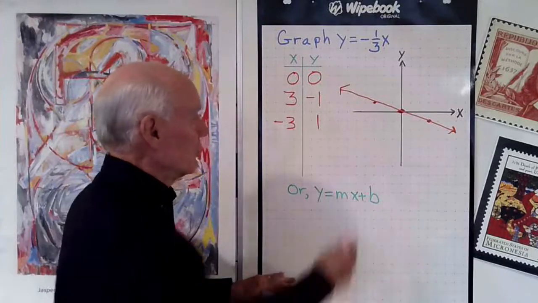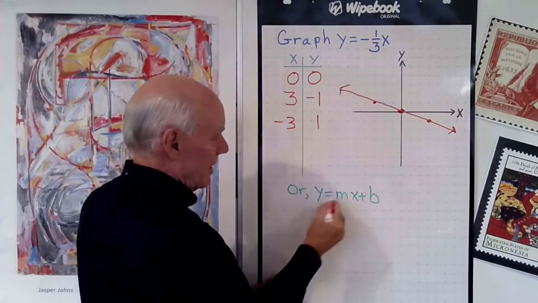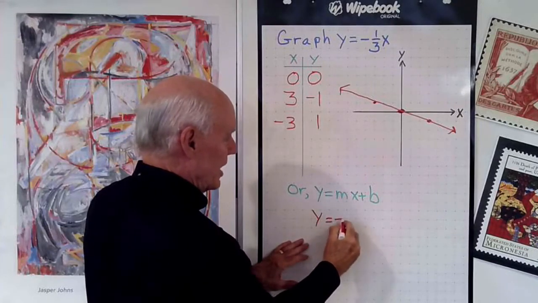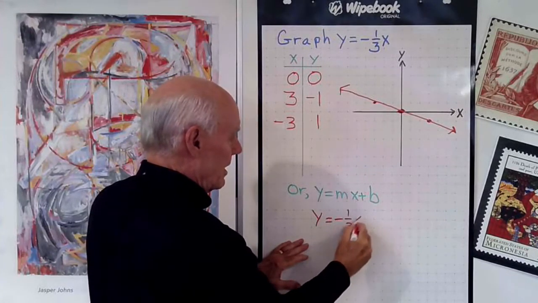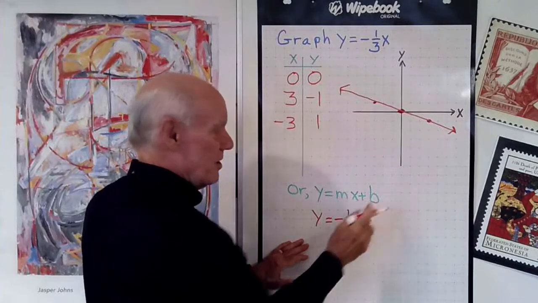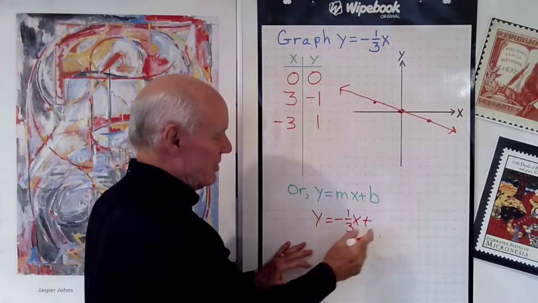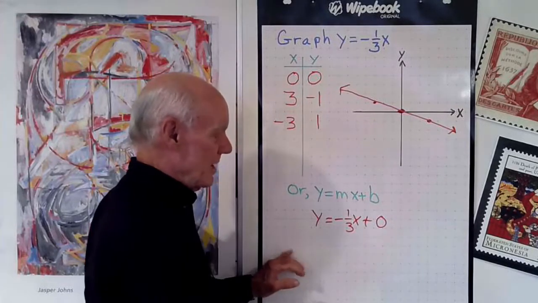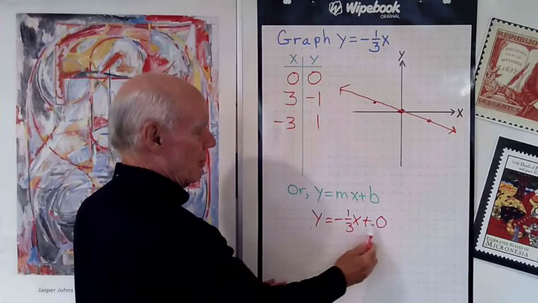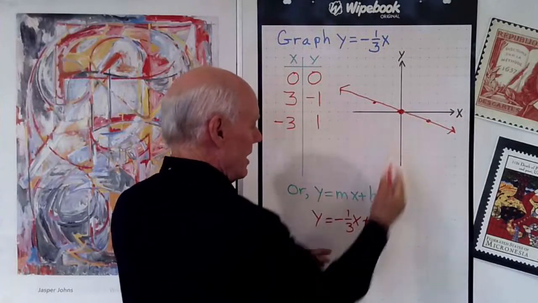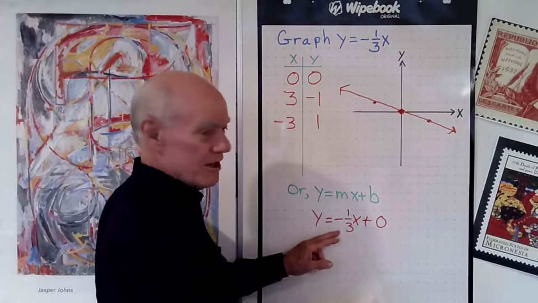So another way to do it, if you recall, we have this slope-intercept form of the equation of a straight line. So if I look at my equation and put it in this form, it looks like this. Y equals negative 1/3 x plus, I need a y-intercept. What is it going to be so I don't change the value of this equation? 0. So when I look at it that way, I can say, okay, this graph crosses the y-axis at 0, so I'll put that in.